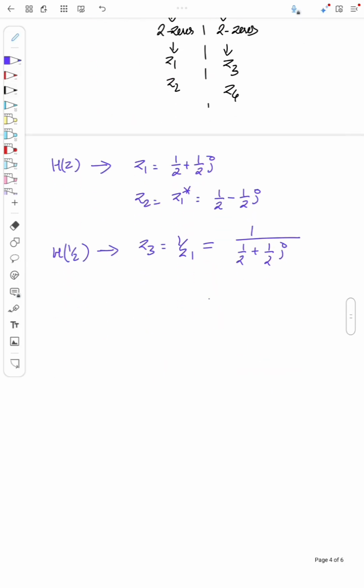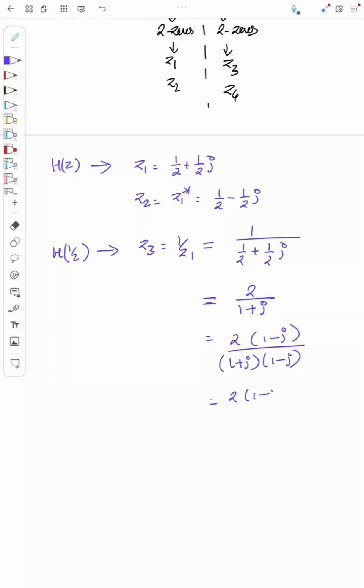So this is equal to, I can take 2 outside, 2 by (1 + j). So I will make the denominator to be a real value. So 2 I will just multiply with (1 minus j). So this will be (1 + j) into (1 - j). So this is equal to 2 into (1 - j), over the denominator, which is like (a + b) into (a - b), so a squared minus b squared. So 1 plus 1 is 2, right? So this 2 and this 2 will be cancelled. It will be like 1 minus j. So z3 is 1 - j.